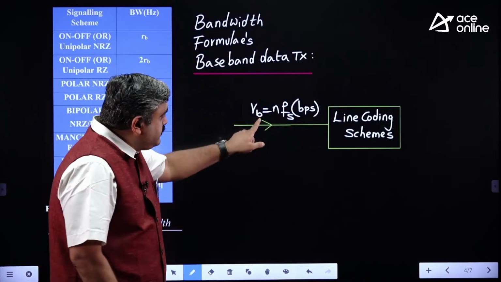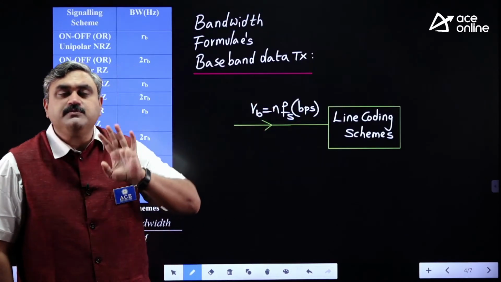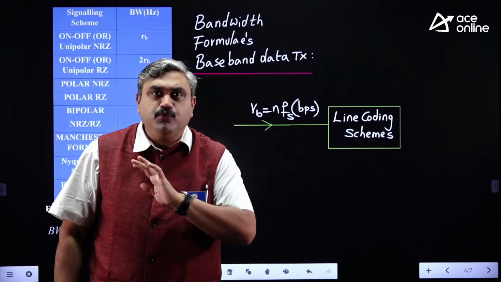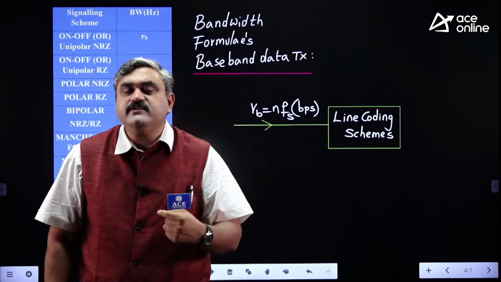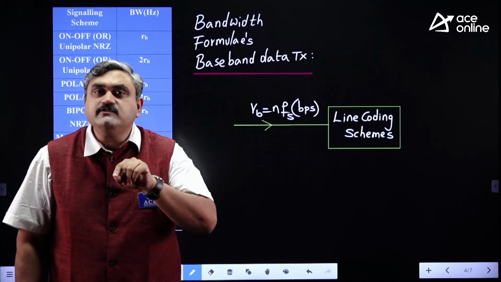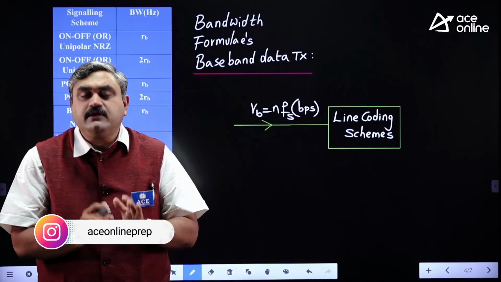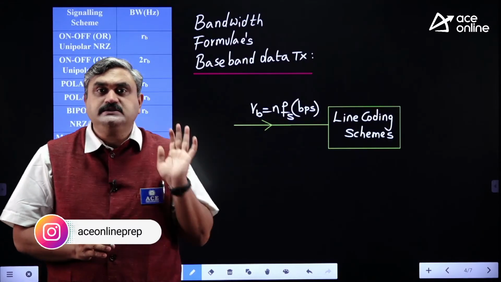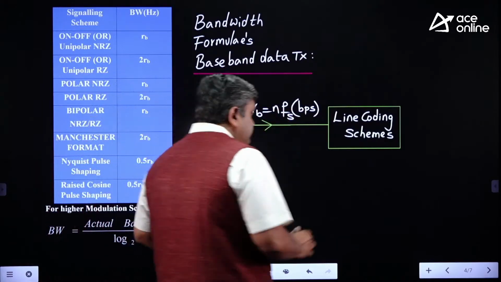It is not the bit rate of the PCM system that is bandwidth. Most of the time students make this mistake. RB and bandwidth, they think it is the same. No. RB is bit rate, the rate at which your PCM is generating the binary data. Unit is bits per second. Bandwidth is the minimum space required for your signal to go in a channel. Its unit will be hertz. Now that completely depends on your line coding scheme.